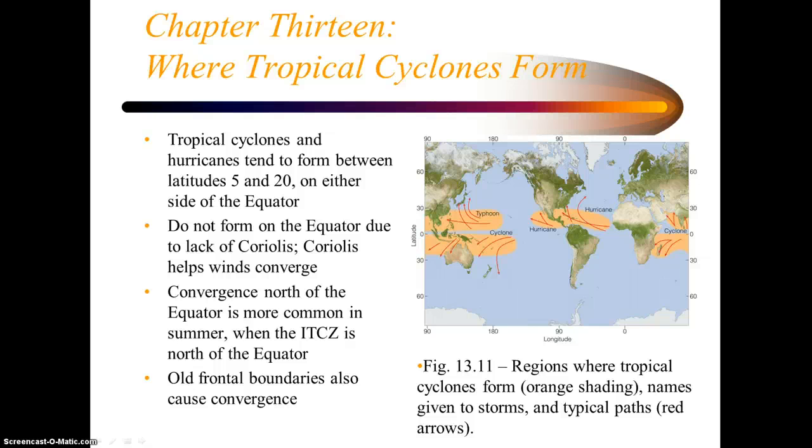Every once in a while, you can actually get a cold front that gets strong enough to move all the way down into the tropics. And those old frontal boundaries can also be a mechanism for convergence, where tropical cyclones can occasionally form.